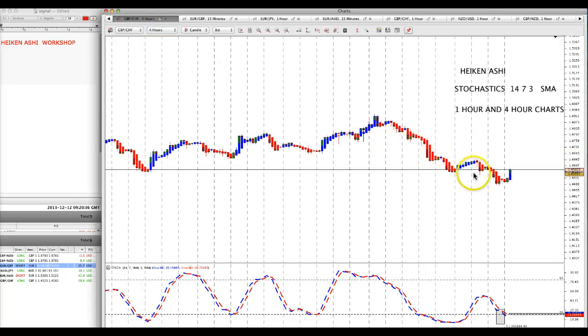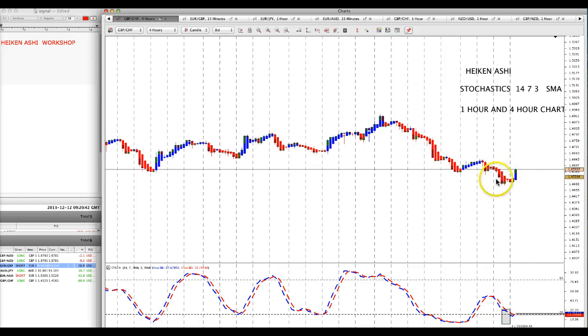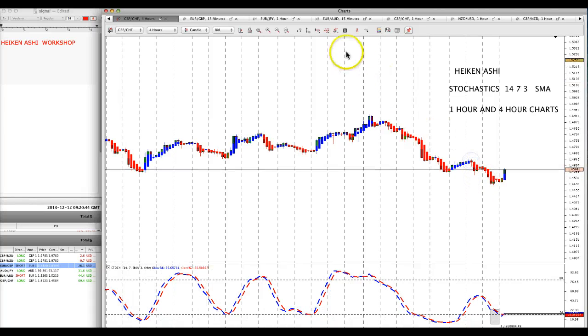If you look here on the 4-hour chart, notice we have lower lows. Stochastics is oversold, but it's still a correction, and unless it can break this swing point here, technically the market is still in a downtrend, and this is just a correction.